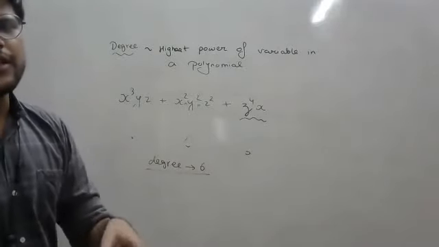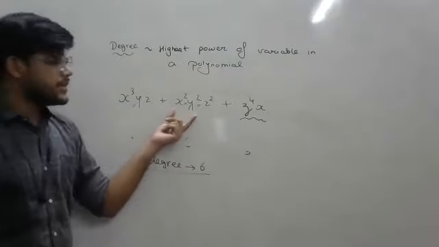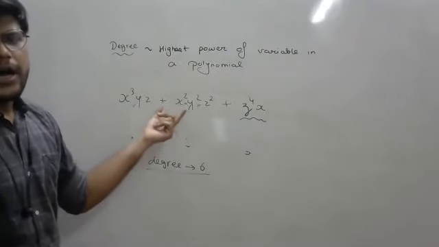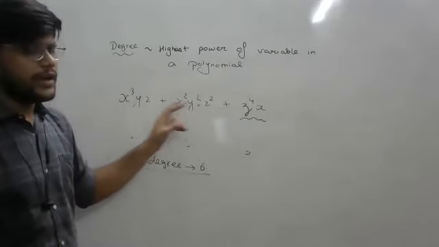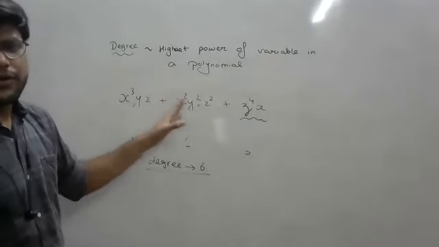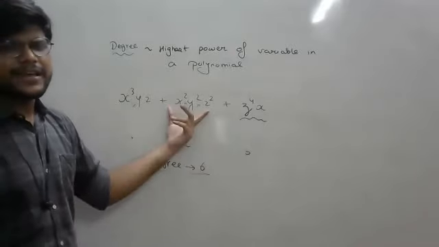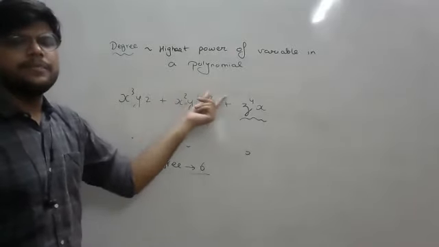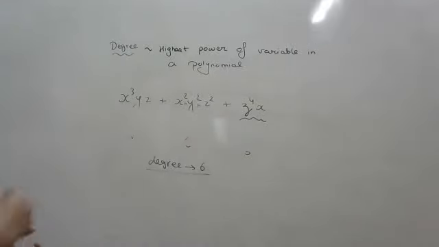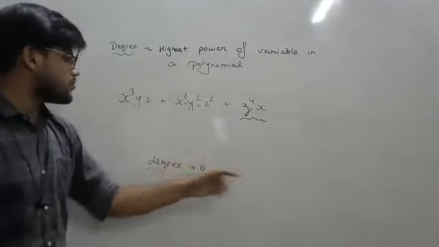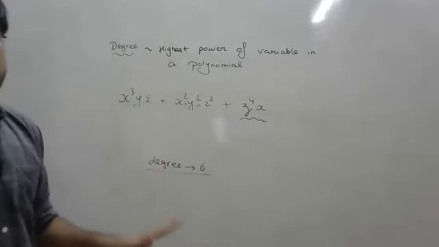If you want to write the reason, you can write that the variables are x, y, and z, and the power of each variable is 2. Power of x is 2, power of y is 2, and power of z is 2. As they are in multiplication, we will add the powers. But no one will be asking you the reason. Reason should be known, but you don't have to write it in the exam. The question would be simply write the degree, and this is your degree.